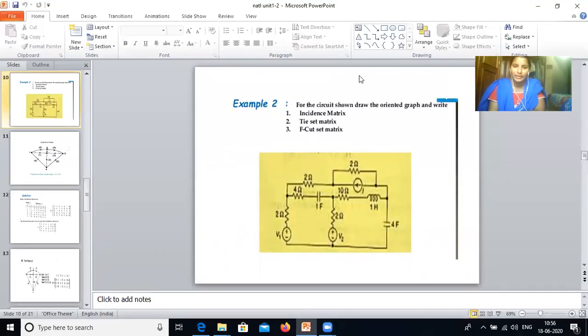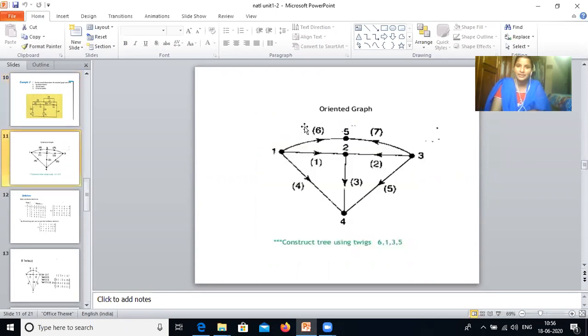So now we'll see one more example of tie-set, incidence matrix, tie-set matrix and cut set, fundamental cut set. I'll tell you what is fundamental cut set and tie-set matrix. We have already seen what is an incidence matrix. So for this particular network, this one is the graph.